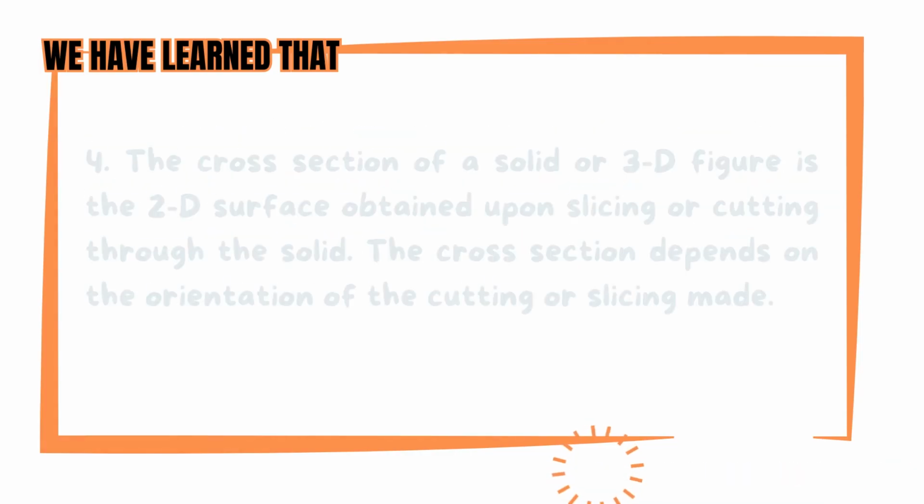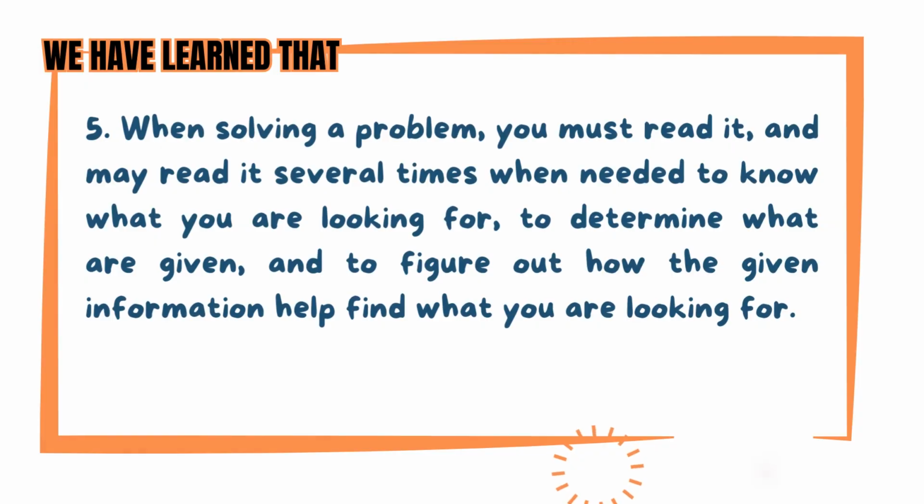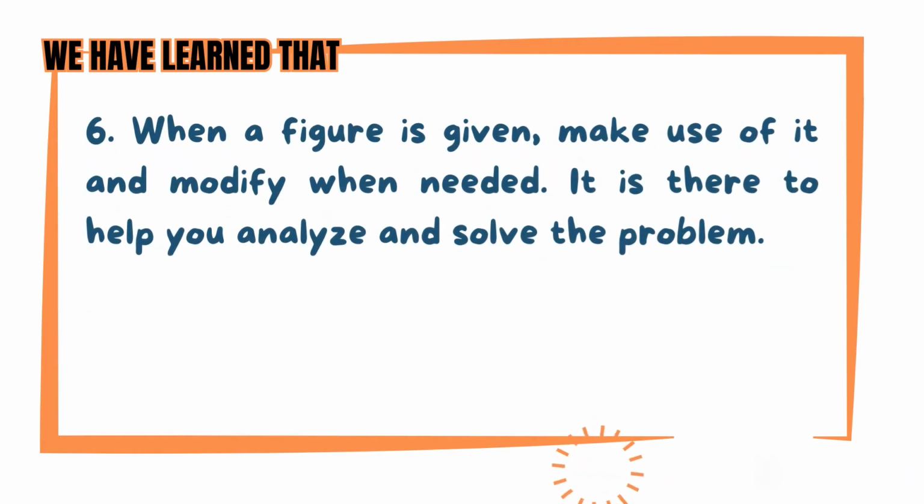Fourth, the cross-section of a solid or three-dimensional figure is the two-dimensional surface obtained upon slicing or cutting through the solid. The cross-section depends on the orientation of the cutting or slicing made. Fifth, when solving a problem, you must read it and may read it several times when needed to know what you're looking for, to determine what are given, and to figure out how the given information helps find what you are looking for. Sixth, when a figure is given, make use of it and modify when needed. It is there to help you analyze and solve the problem.